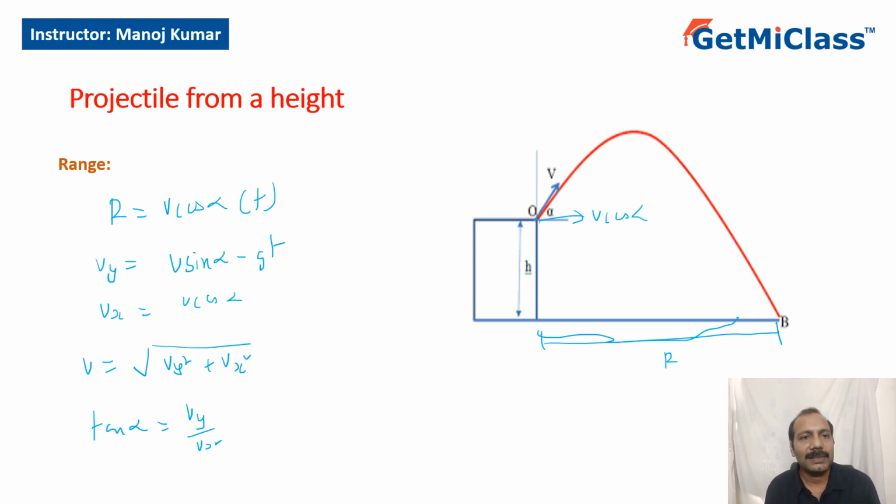Some people do it in two parts. They first find out the time taken to go up and then the time taken to come down. That's also correct, but that's a longer way of arriving at the answer. Because we are calculating displacement, I don't have to bother about the intermediate positions. I'm bothered only about initial position and final position.